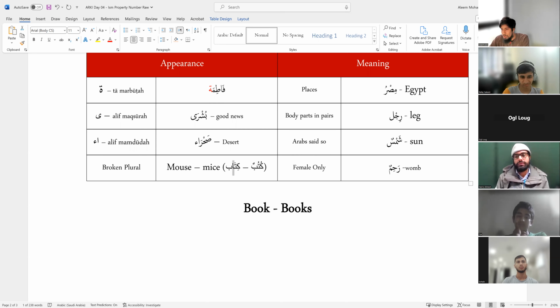How would you know if a broken plural is actually plural? If you came across a random word and you weren't sure if that was a broken plural or not, one of the first things you have to do is hop into the dictionary, and then that would show you if it's broken or not. And it would show you if it's a plural or not.